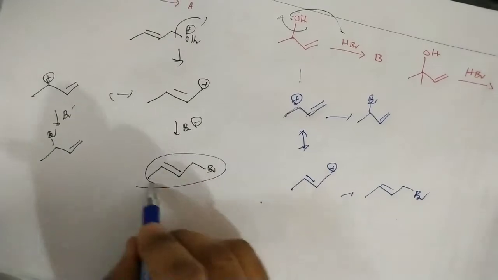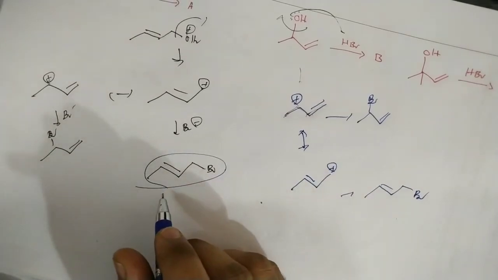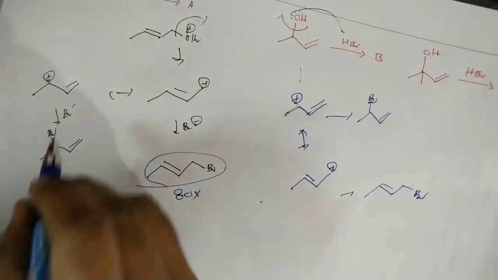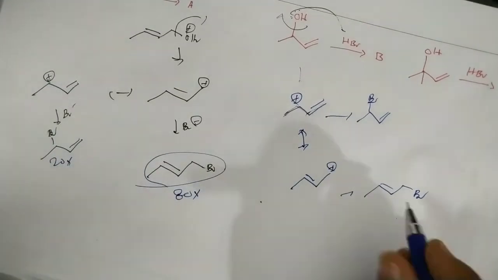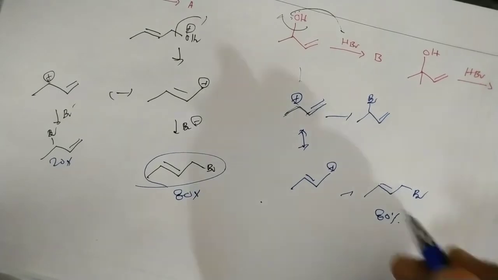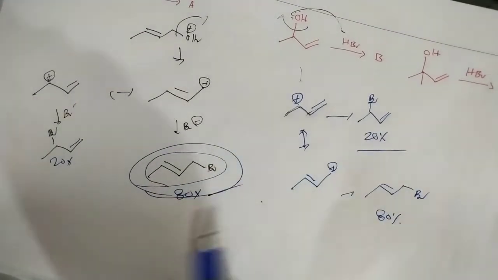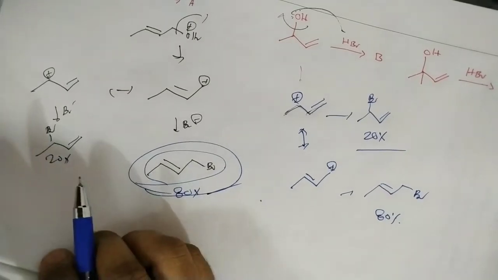But which product is formed? The highly substituted alkene is formed in major quantity. That means 80% of this product and 20% of this product. For this one also, 80% of this product and 20% of this product. The thermally more stable alkene is the major product for this reaction.